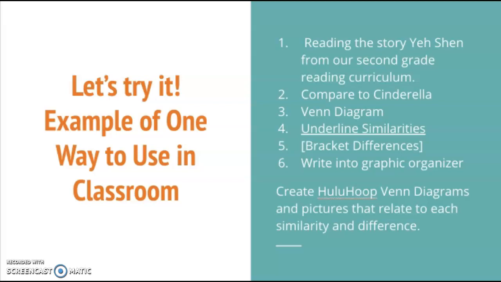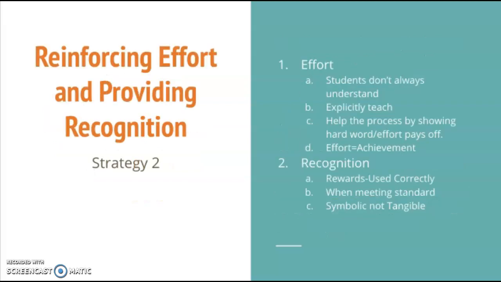Students had to go in their stories and underline similarities in Yeh-Shen and then bracket differences to help out to see those things. And then after they did that, they transferred that to their Venn diagram graphic organizer. So again, they compared just the stories as a whole of Yeh-Shen and Cinderella. And then lastly, another transfer model here, creating a hula hoop Venn diagram, so it's a little bit more active, and then students were able to create pictures or scenes that related to each similarity and difference.